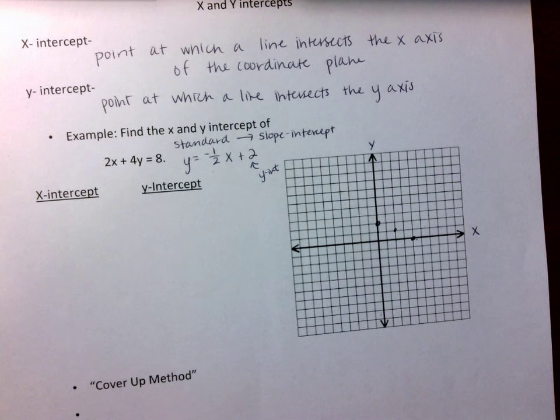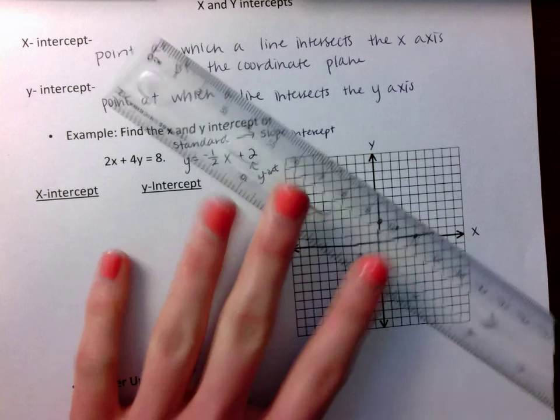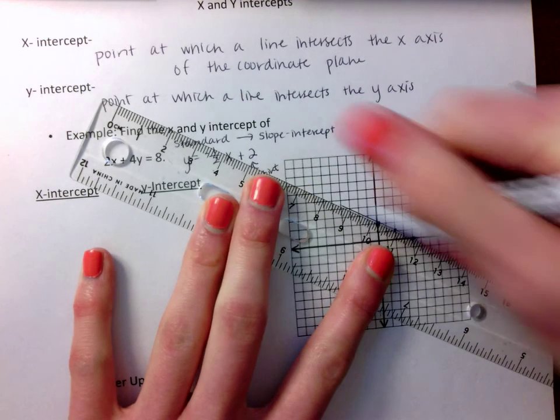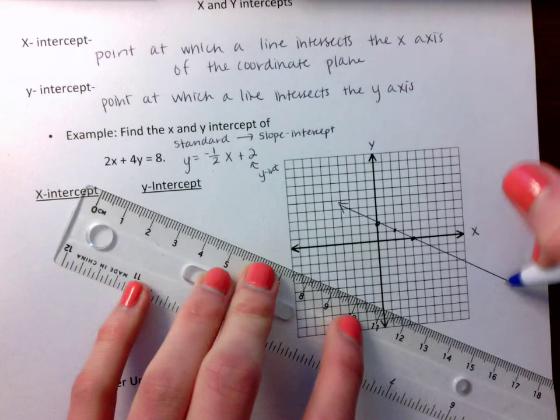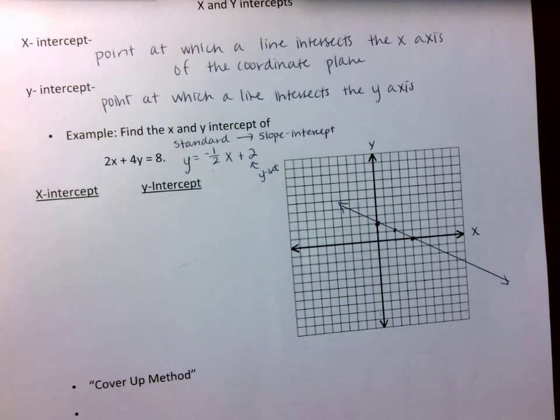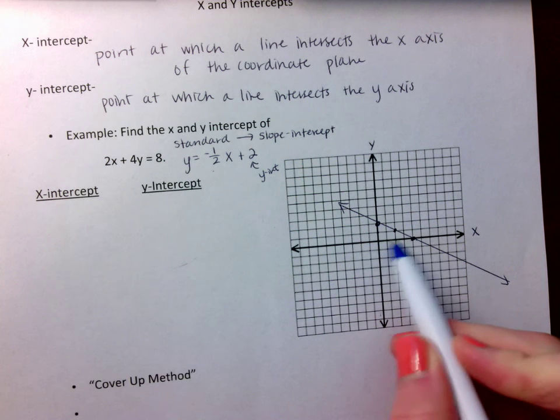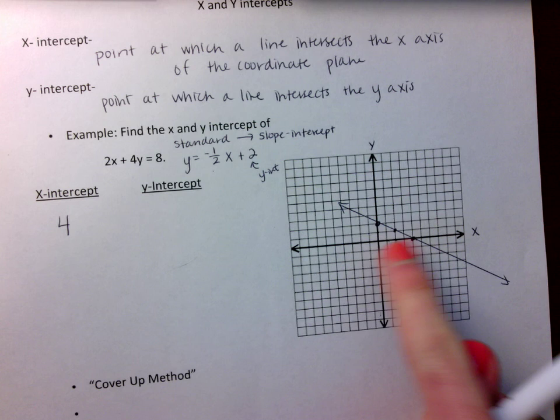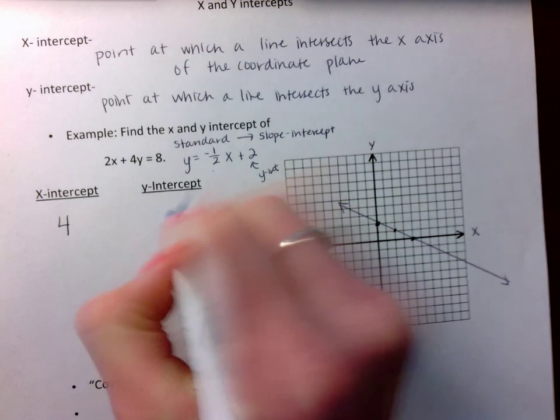Remember that you only need 2 points to create a line. I've actually done 3. That's okay. So that's what my line would look like. My x-intercept would be 1, 2, 3, 4. And my y-intercept we just talked about would be 2.